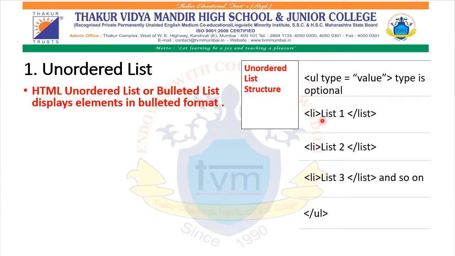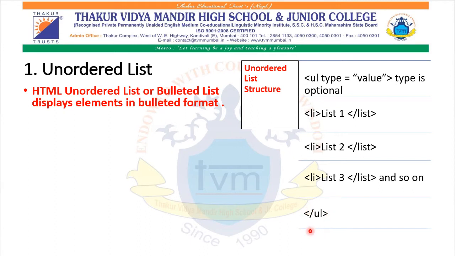Let us see the structure of unordered list. We write UL tag, which is accompanied by the attribute type where you define its value. Here the type is optional. Then we write open li tag and close li tag, which is used to list the items. The items are written between these tags. Once the list is completed, we close the UL tag using the close UL tag.